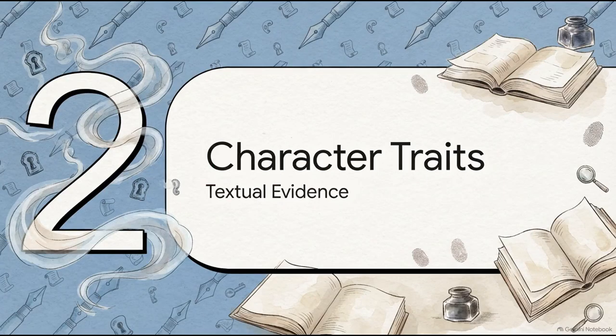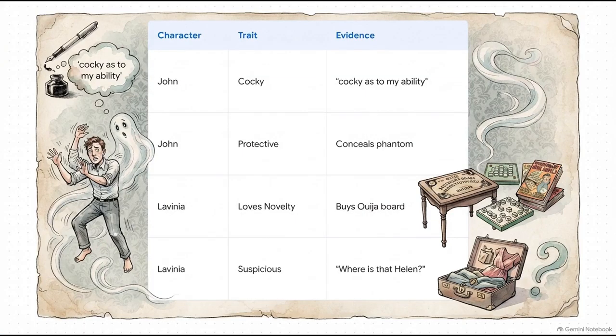Let's shift gears now to Section 2, character traits and textual evidence. Remember, in your exams, simply stating a character trait won't get you far unless you anchor it to direct evidence from the text. Take John Hallock, for example. He's clearly overconfident. He literally says, "I'd begun to get a bit cocky as to my ability." But he's also highly protective. We know this because he flaps his arms like a beginner learning to swim just to hide the ghost purely out of fear that Lavinia is too sensitive and might faint.